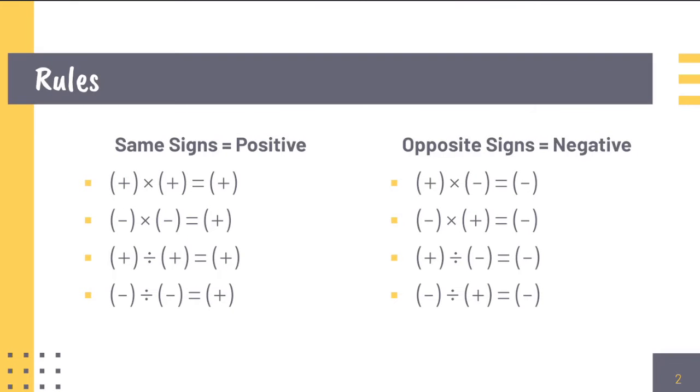Okay, so multiplying and dividing negative and positives really aren't that difficult at all. All you have to do really is remember that when the signs are the same, your answer will be positive. And when your signs are different, the answer will be negative. So if you multiply or divide two negatives or two positives, your answer will be positive. But when multiplying or dividing a negative and a positive, your answer will be negative.